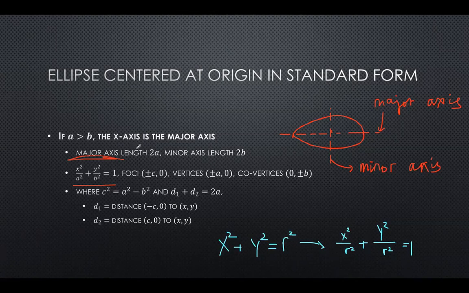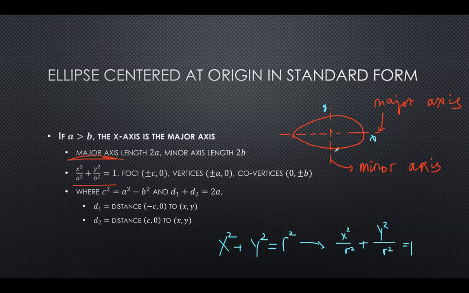Right? So in this case, when you're dividing a larger number for x, then the major axis happens on the x-axis. And to the opposite, then the minor axis happens on the y-axis. Okay.